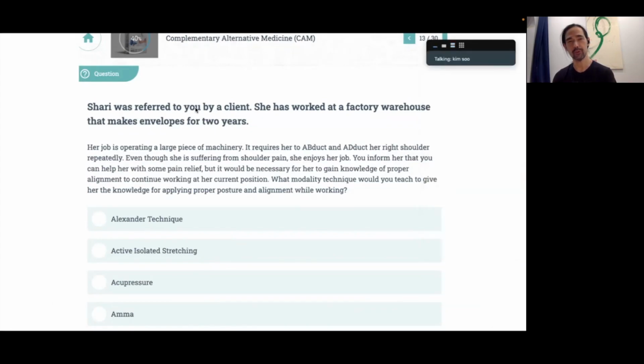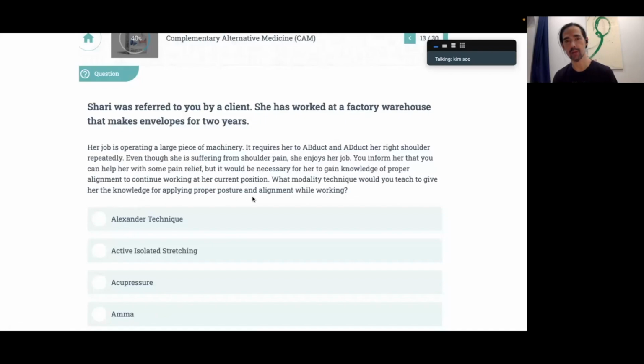Cherie was referred to you by a client. She has worked at a factory warehouse that makes envelopes for 2 years. Her job is operating a large piece of machinery. It requires her to abduct and adduct her right shoulder repeatedly. Even though she's suffering from shoulder pain, she enjoys her job. You inform her that you can help her with some pain relief but it would be necessary for her to gain knowledge of proper alignment and continue working at her current position. What modality technique would you teach to give her the knowledge for applying proper posture and alignment while working? Would that be Alexander technique, activated isolated stretching, acupressure, or AMA?